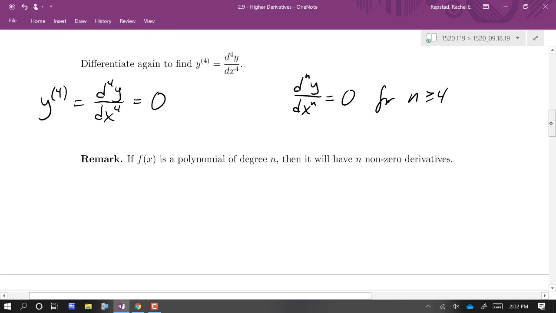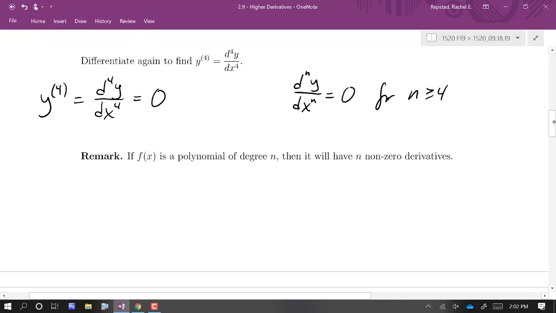So higher derivatives just means take the derivative again. There are no new rules to learn. There are no new techniques, no new rules. You just need to know how many times we are taking the derivative.